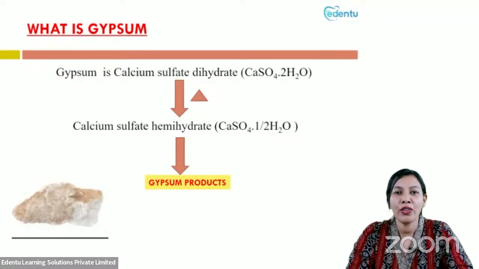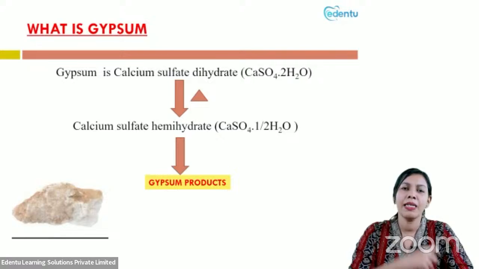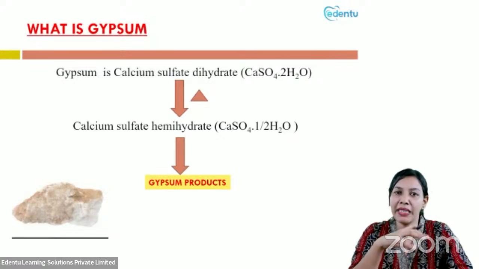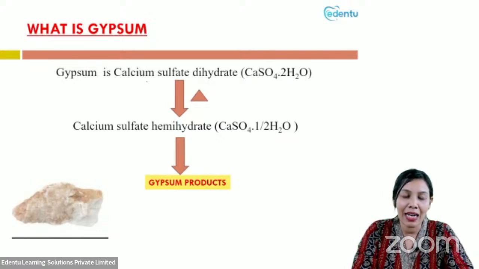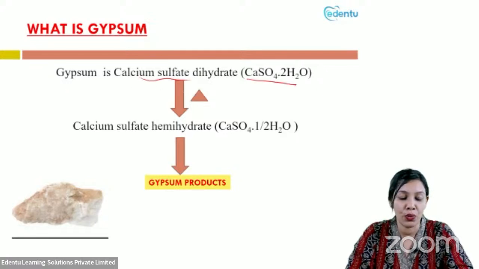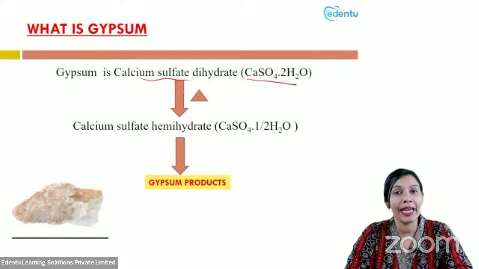So before going into the topic gypsum products, it is very important to know what gypsum is. Gypsum is actually a yellow colored mineral which we extract from soil, and it is seen in various parts of the world, which has the chemical formula CaSO4.2H2O, that is calcium sulfate dihydrate.